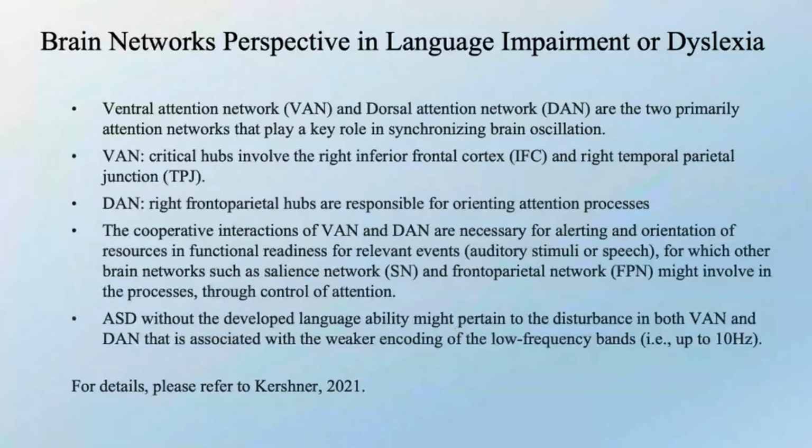Another theory corresponding to language impairment in ASD is from the brain network perspective. We have a lot of brain networks working together all the time. For example, the ventral attention network and dorsal attention network are the two primary networks and play a key role in synchronizing brain oscillations, according to Kashner 2021. VAN is the ventral stream of information from the occipital lobe to the frontal lobe, and DAN is the dorsal stream from the occipital lobe to the frontal lobe on the upper side of the brain.